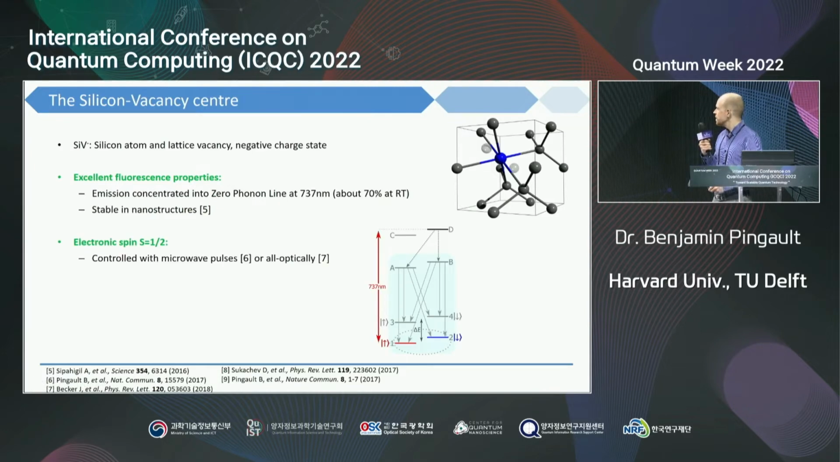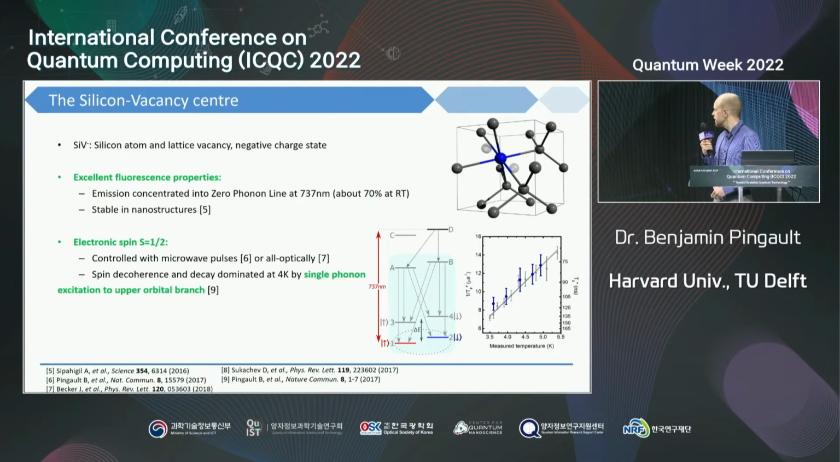On the spin side, the SiV possesses a spin 1/2. So if we look at the energy levels of the SiV in the presence of a magnetic field, our spin qubit are the two lower lying spin states. And so this spin state can be controlled either using microwave pulses or even all optically.